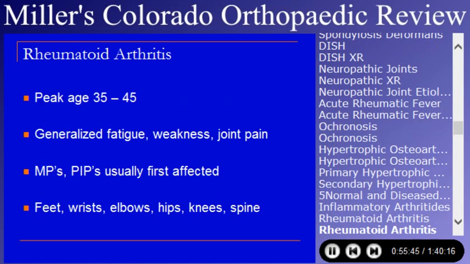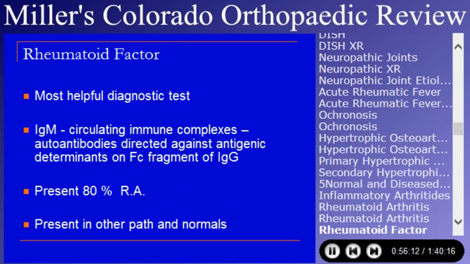Occurs in relatively young people. They present with generalized fatigue, weakness, and joint pain. These people feel sick. The smaller joints of the hand and fingers are usually the first affected joint, so that the MPs and PIPs are where it's generally picked up first. Every joint can get involved with it as time goes by.